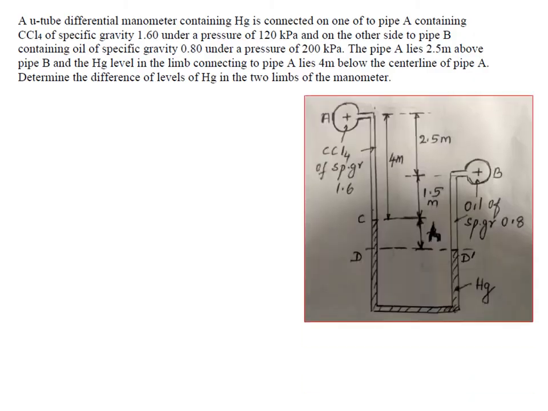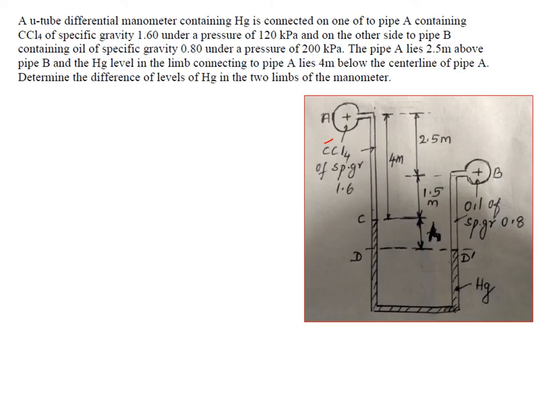So this is the problem. Here we have one pipe A, which is containing carbon tetrachloride. We have to be very careful in writing this. It is under a pressure of 120. Pressure at A is given as 120, whereas in the other limb oil is flowing, where the pressure at B is 200. Once the pressure here is 200 and here 120, the liquid in this limb moves down and the other comes up.